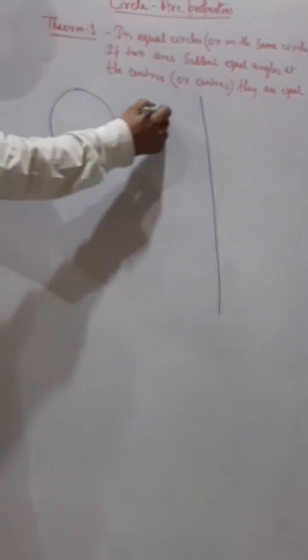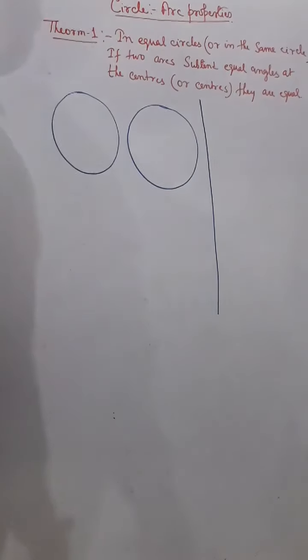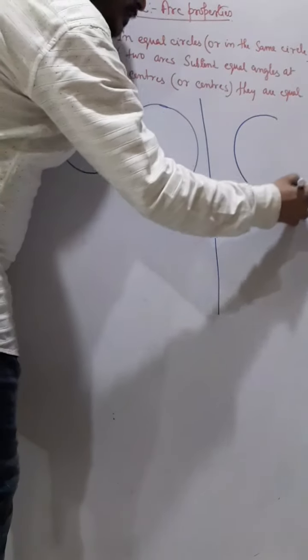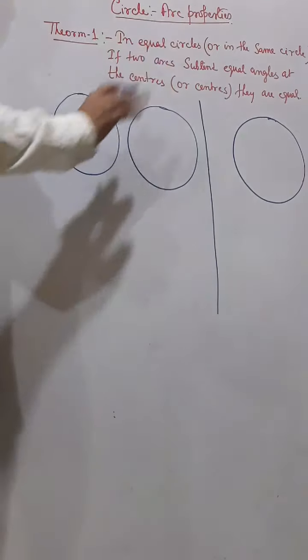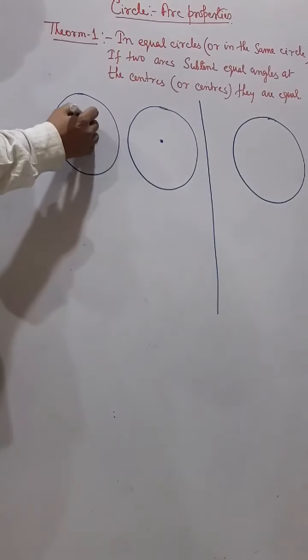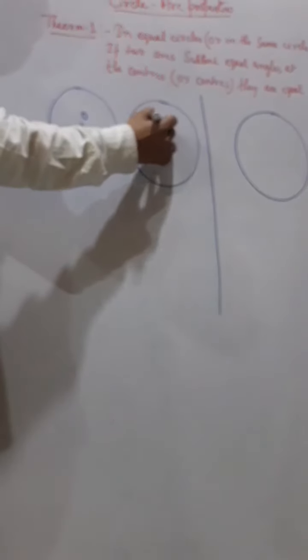Now what they told in equal circles. Suppose this circle and these two circles are equal circles. That means their radii are equal. Or in the same circle. Now these are two equal circles and this is the center, say O, and this is P.